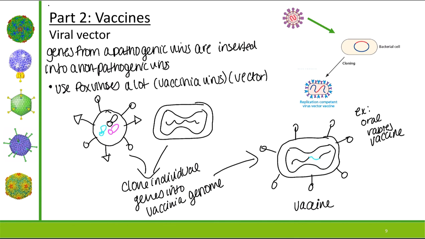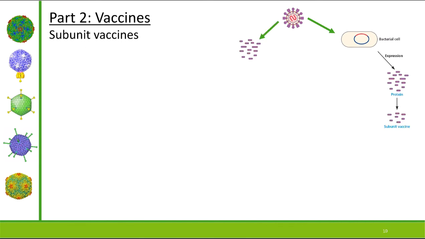But anyways, the point here is to just illustrate that with all of these different mechanisms of making vaccines, there are, of course, pros and cons to both. So this is using a viral vector. Now let's talk about subunit vaccines.